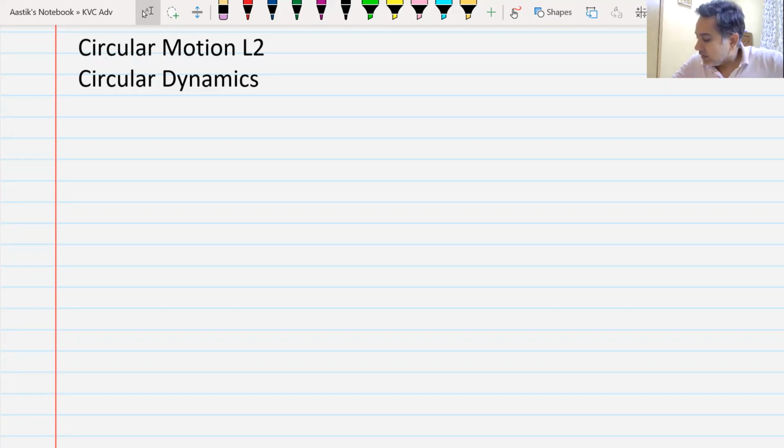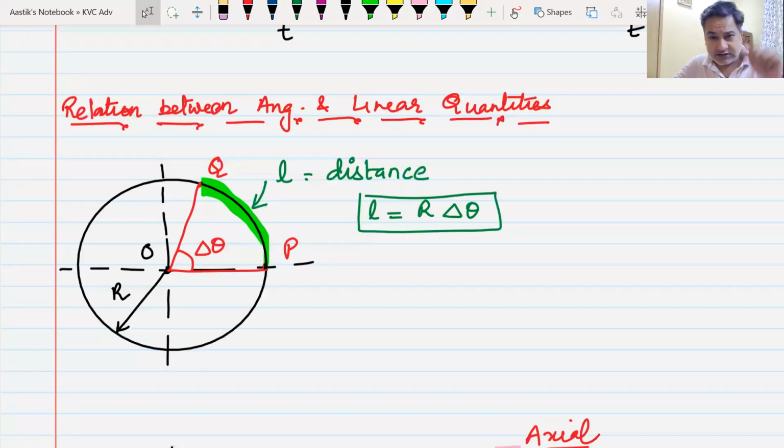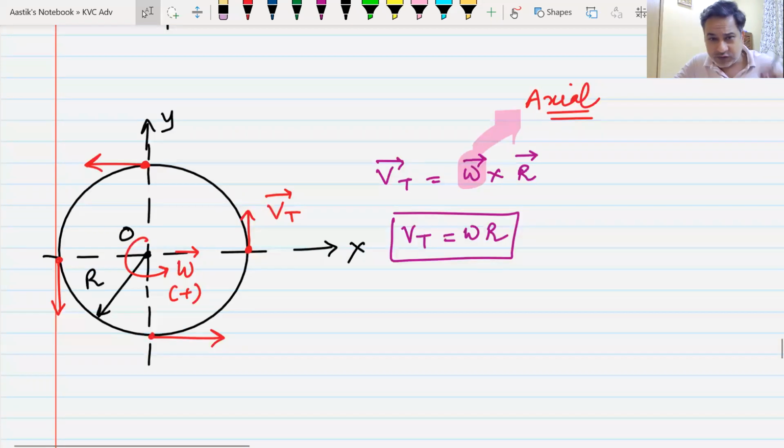Circular dynamics. In the previous class, I think we had seen the relationship between angular and linear quantities. We had seen that the distance traveled by the particle is r multiplied by the angular displacement. Yes or no? Yes, sir. We had seen that this velocity with which it is moving, you can also call it tangential velocity because it is always tangent to the path, and this tangential velocity is omega multiplied by r. Then there is this tangential acceleration, which is alpha cross r.